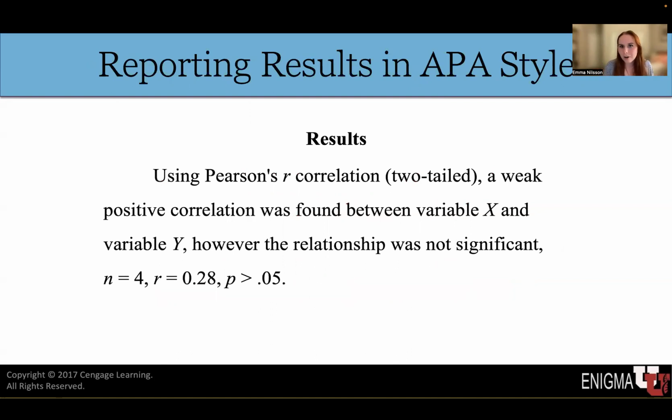Anyways, here's how we report our results in APA style. In our results section here, we say using a Pearson's R correlation, two-tailed, a weak positive correlation, we say what the correlation was found between variable X and variable Y, and you would actually write the variables down in there. You wouldn't just use the letters. However, the relationship was not significant. And then we give our sample size, what our Pearson's R value was, and then we say what our alpha level was essentially, and that our P was not less than that value.